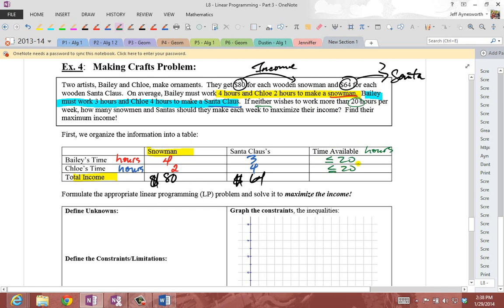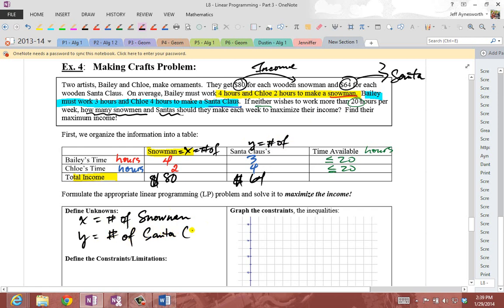All right, so we translated the problem. Now we need to define our unknowns. We don't know how many snowmen. It says how many snowmen and how many Santas should they make? Well, let X equal the number of snowmen. Let Y equal the number of Santa Claus that they're going to make.